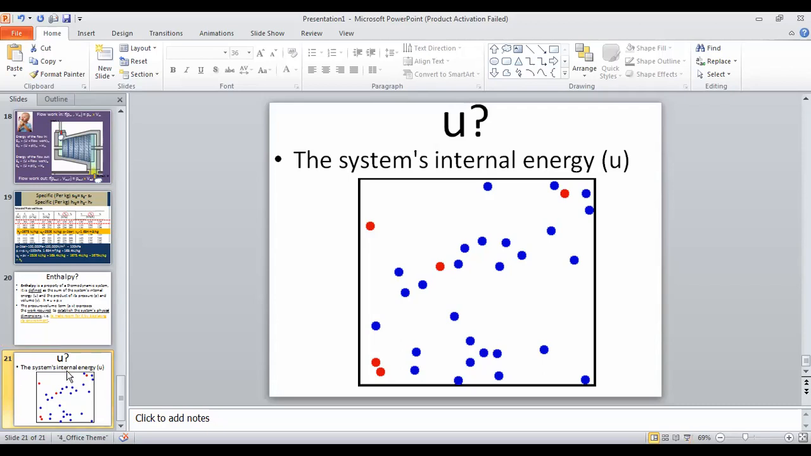It is quite interesting. So that is the system's internal energy.